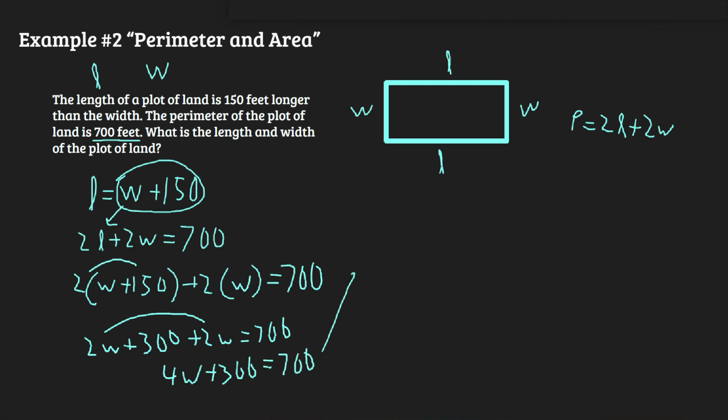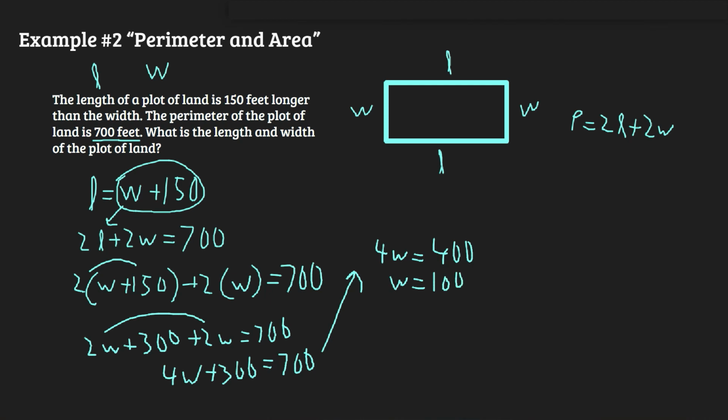And then I'll just move right up here. And then I'll subtract 300 from both sides, and I'll get 4W is equal to 400. 700 minus 300 is 400. And then I'll divide both sides by 4 here. And I'll get W is equal to 100.